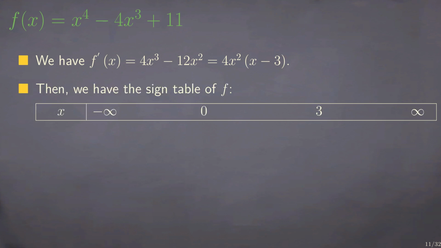So next, we need to understand the sign of the derivative of f, because we already know the zeros of the derivative of f.